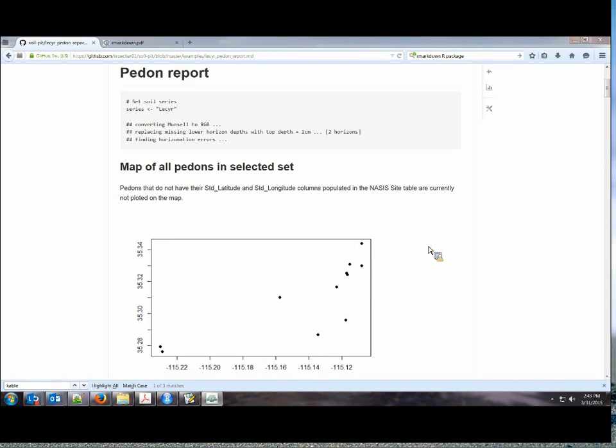So I could have called this an OSD report because, I don't know if it's showing my mouse. Oh yeah, it is. This is looking at a soil series that I was working on last year in California. So I'll scroll down through this.